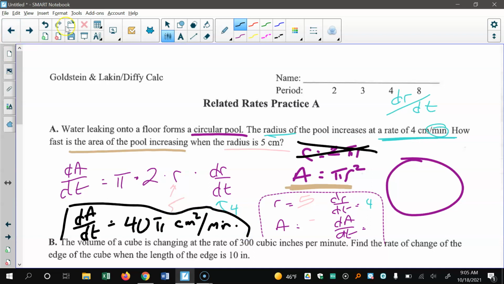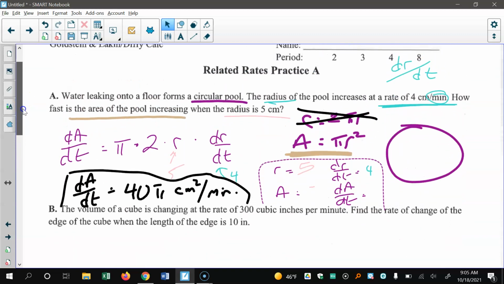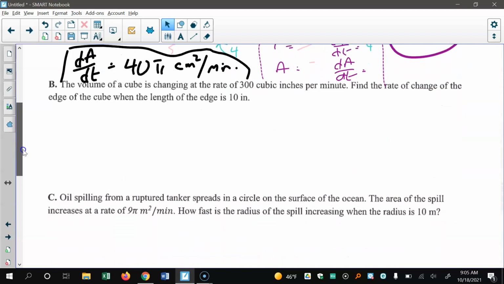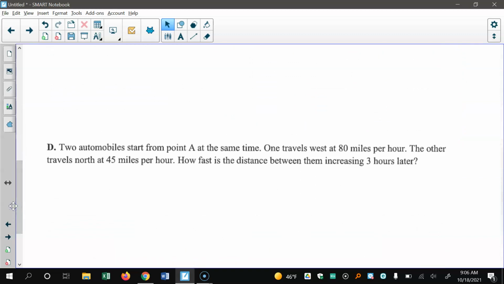These are going to be definitely doable, but might take some work and some time in the setup. The setup is going to be the big key for all these. I'm going to do B and C. Actually, let's go to C. Let's do C first.